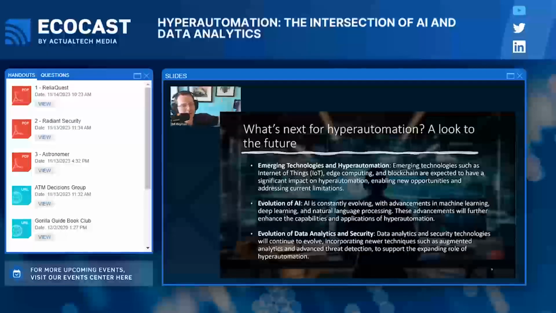So looking ahead as we wrap up this conversation, it's important to know that there's a lot that's going to be changing. New and emerging technologies are going to be interconnected: things like blockchain, edge computing, and the Internet of Things as we become even more connected. Obviously, with AI continuing to evolve, we are using these advancements to further enhance our capabilities around application delivery, empowering people, and helping them do more. And with data and security, it's key to understand that there's no slowdown. Security is going to continue to be a really impactful part of our conversation. So using new techniques such as augmented analytics and advanced threat detection to support the expanding role of hyper automation is really important to understand.